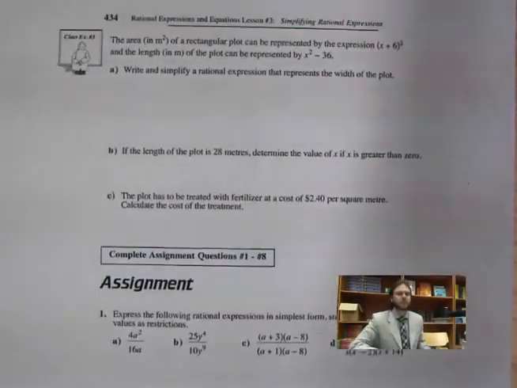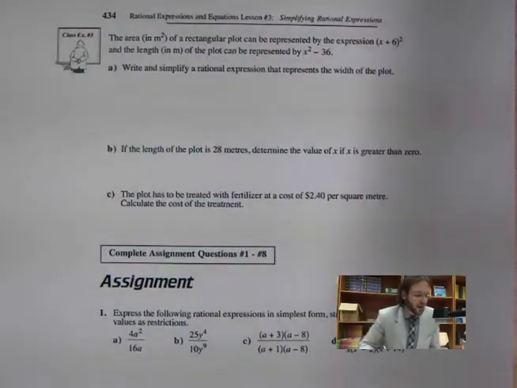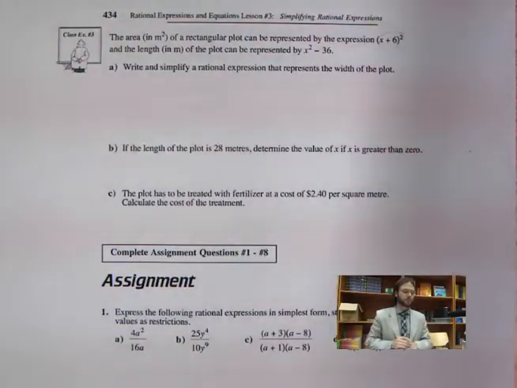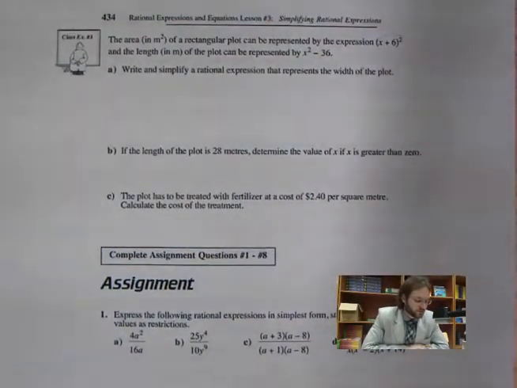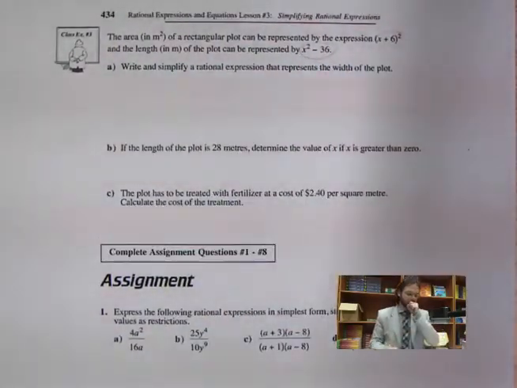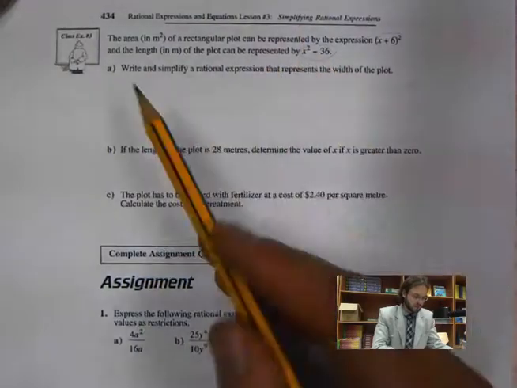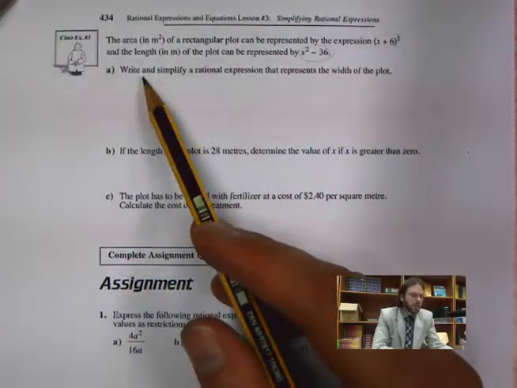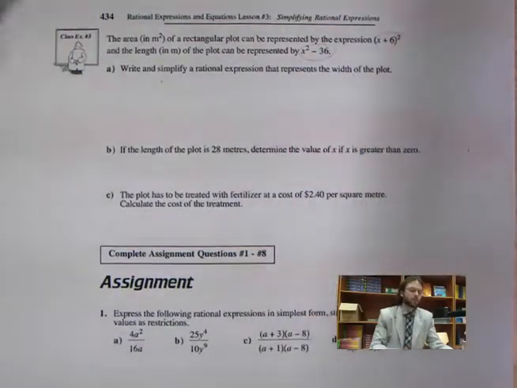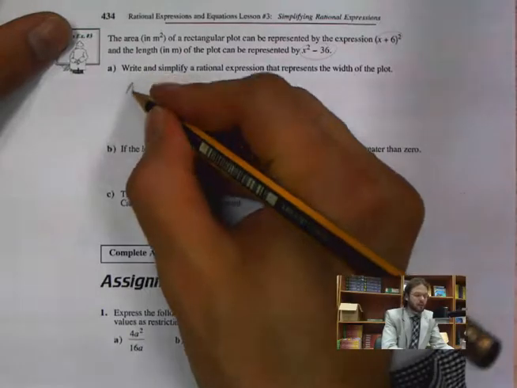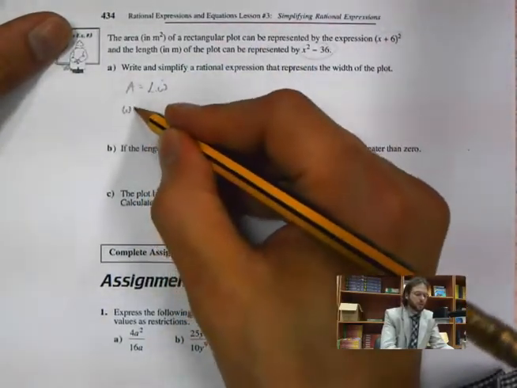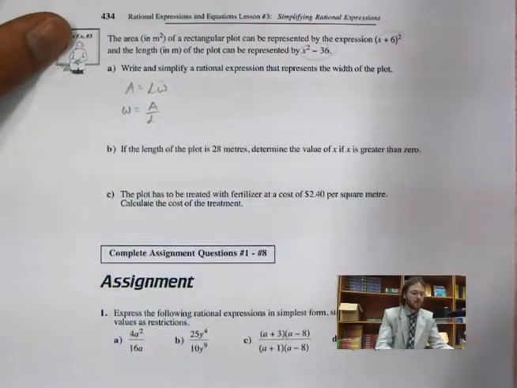So there we go. Our last example says, the area in square meters of a rectangular plot can be represented by the following expression. The length in meters of the plot can be represented by this. Now, write and simplify a rational expression that represents the width of the plot. So, area is equal to length times width, right? So width is equal to area divided by length.